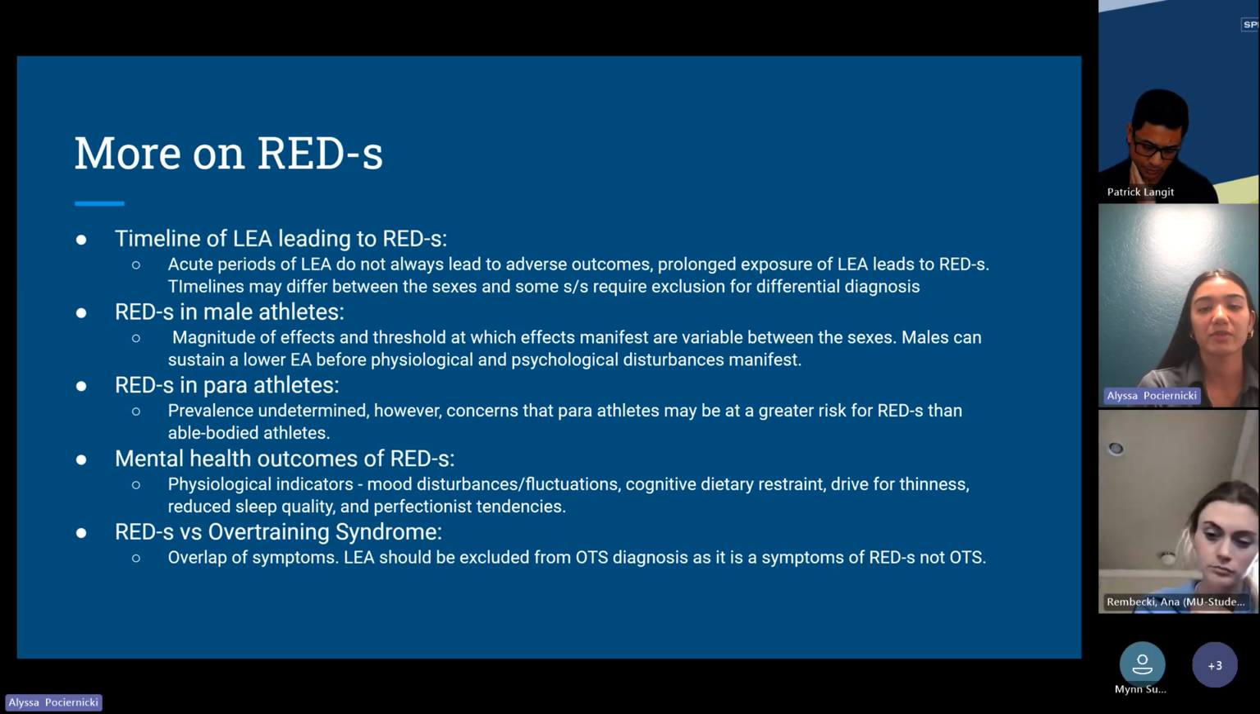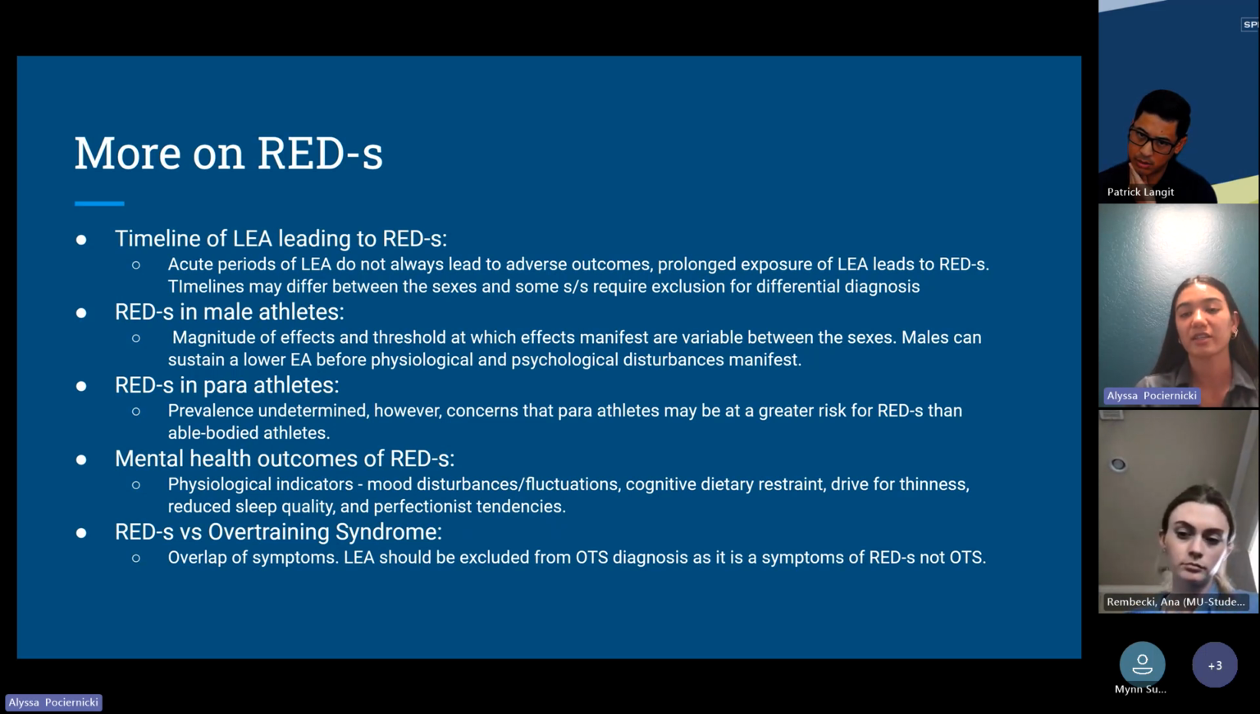And then mental health outcomes for relative energy deficiency. These are some psychological indicators that they might be going down the path of energy deficiency. So they can have mood disturbances or fluctuations, cognitive dietary restraints. What cognitive dietary restraints are is where they think that they can't be eating, or if they're not eating enough, stuff like that. My next slide has eating disorders, so I'll go more into that on the next slide. But if they have a drive for thinness, reduced sleep quality, and then perfectionist tendencies.